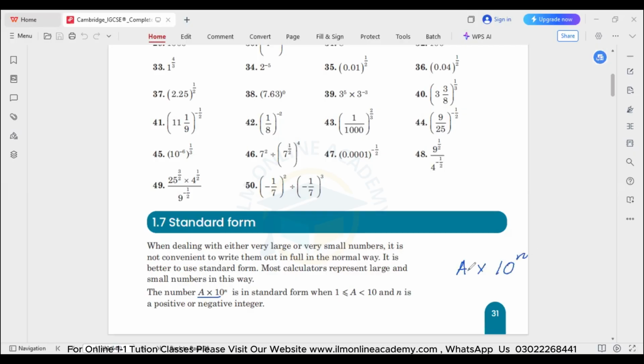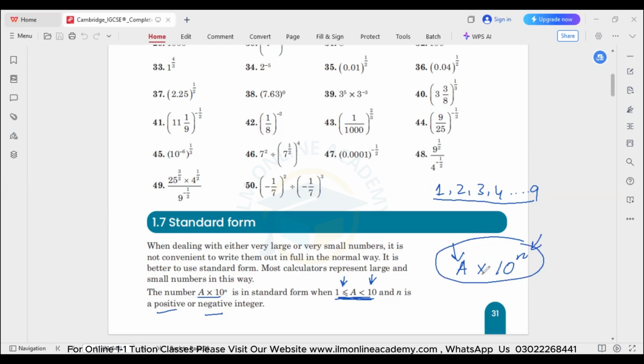the power n. A over here can be any number in between 1 to 10. Basically, this is the range. And from 1 to 10, 10 is not included. If you check the sign, this is 1 is less than or equal to A, and A is less than 10. It means that only the numbers 1, 2, 3, 4 up to 9 are included. So the number at the place of A can be in between these, and at the place of n, we can have integers, either positive or negative. If we have written a number in this form, that is called the standard form.